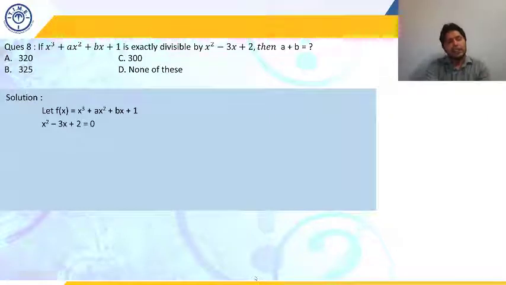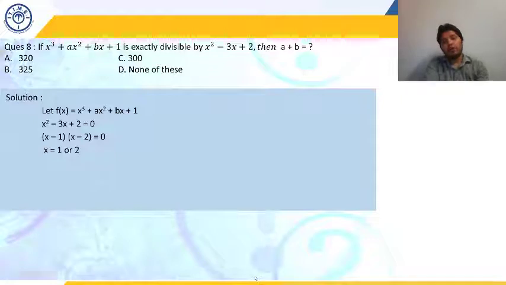We can do it by simplifying this by splitting the middle term. What we will be getting is x minus 1 into x minus 2 equal to 0, so the roots here are 1 or 2. So we can say the given cubic equation is divisible by both x minus 1 as well as x minus 2. We want to get the value of a plus b.